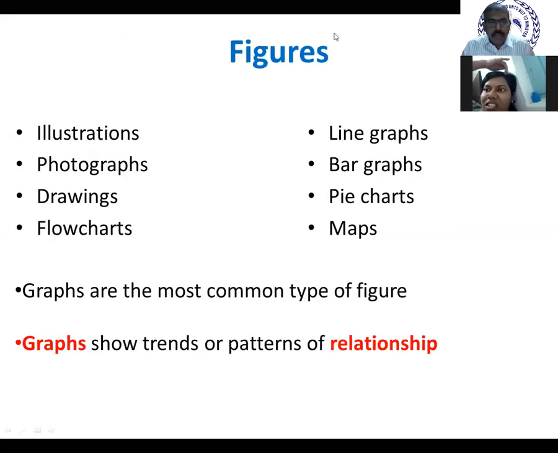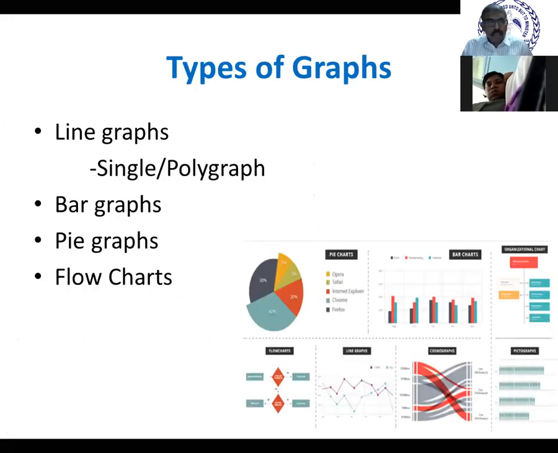Whenever I say the word figure, it could be a line graph, a bar graph, a pie diagram, drawings, a flow chart, photographs, illustrations, or maps. There are various types of figures available. A graph shows the trends or patterns of the relationship. This is very important: when you use a graph, it should show some trend or pattern of the relationship between the two variables. We can use a single graph, bar graph, pie graph, or flow chart.